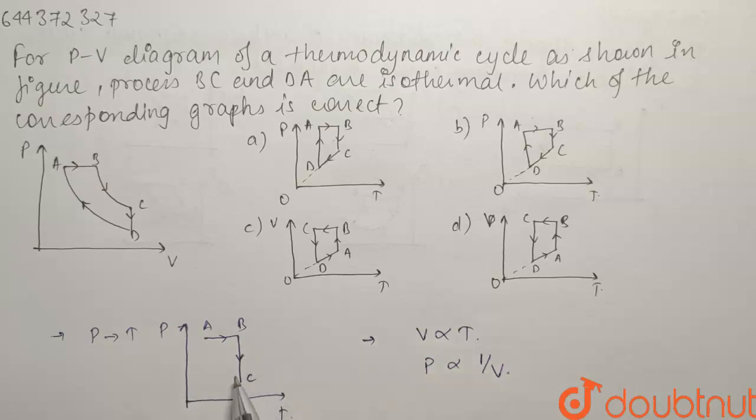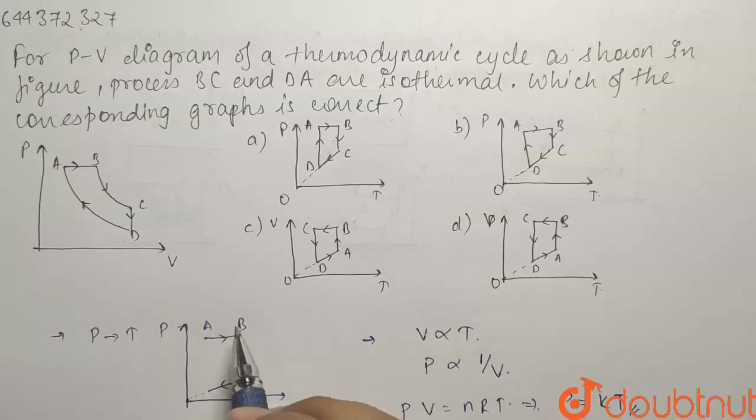Now if you talk about C to D, what is constant? From C to D, the volume is constant, so PV equals nRT. If we talk about a constant volume process, the equation will become P equals KT. So this is a line passing through the origin 0, 0. So the process will look something like this.